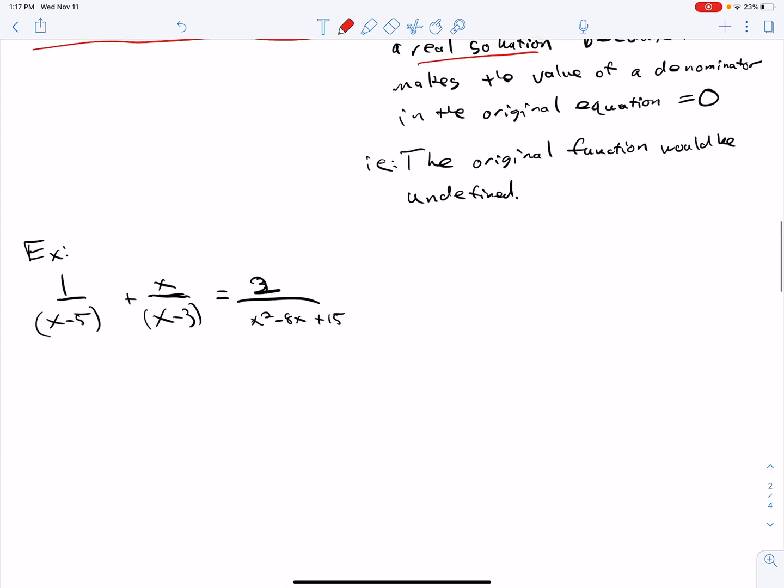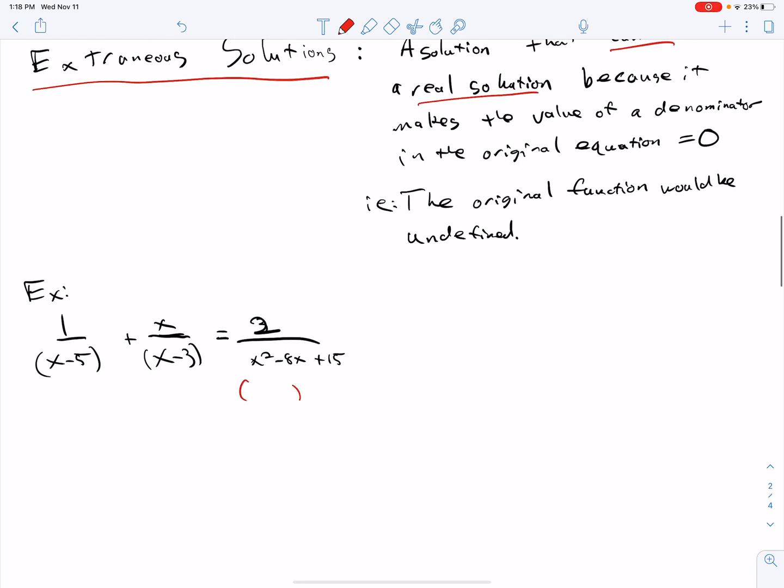So let's take a look at this one as an example. So we have 1 over 5 minus x plus x over x minus 3 equals 2 over x squared minus 8x plus 15. So the first thing we want to do when we look at this is make sure that we find the common denominator. So I want to start by factoring this one. And so I'd use my x, that's 15 over negative 8. So that would be negative 5 and negative 3, right? Because negative 5 times negative 3 is 15, and negative 5 minus 3 is negative 8. So we have x minus 3 and x minus 5.